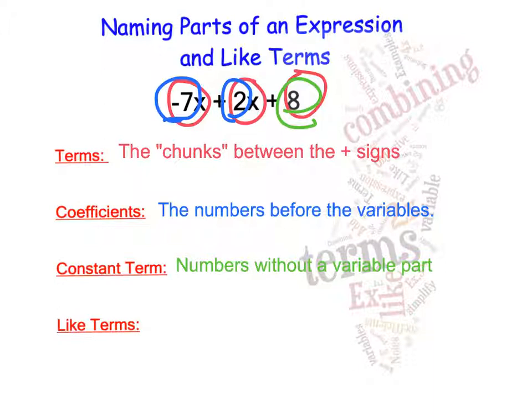Like terms are terms that have the same variable part. In this case, we have a set of like terms, and that is the negative 7x and the 2x.